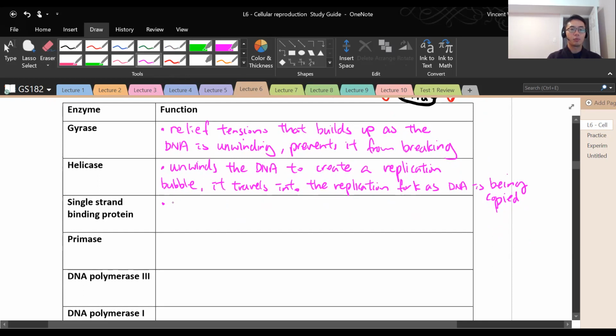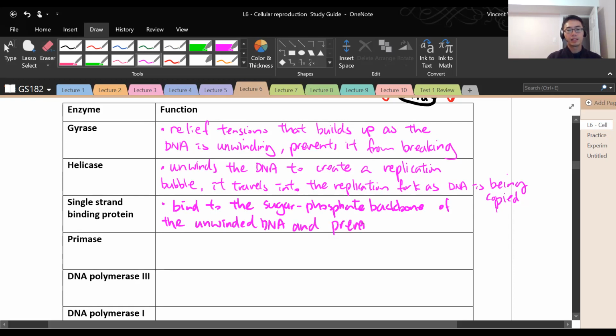Single-stranded binding protein will bind to the sugar phosphate backbone of the unwound DNA and prevent reannealing. That's just a fancy word for coming back together. We don't want them to come back together. We want to keep them apart so we can copy them.